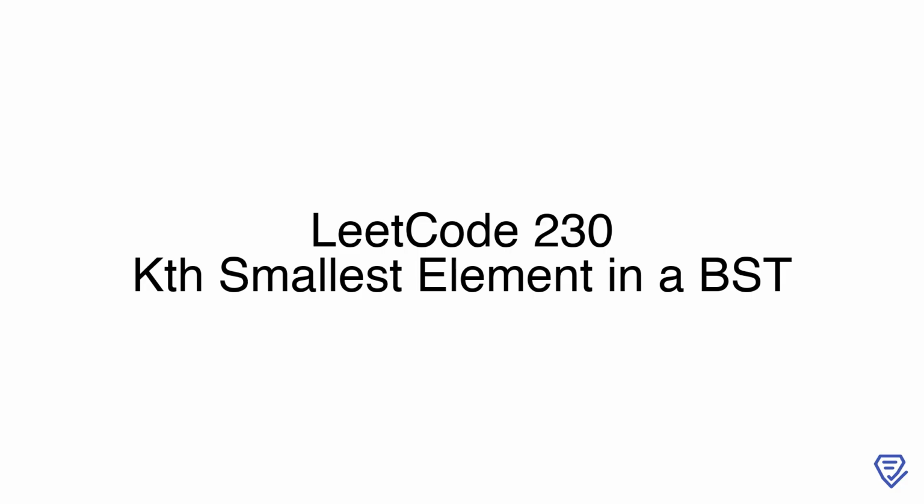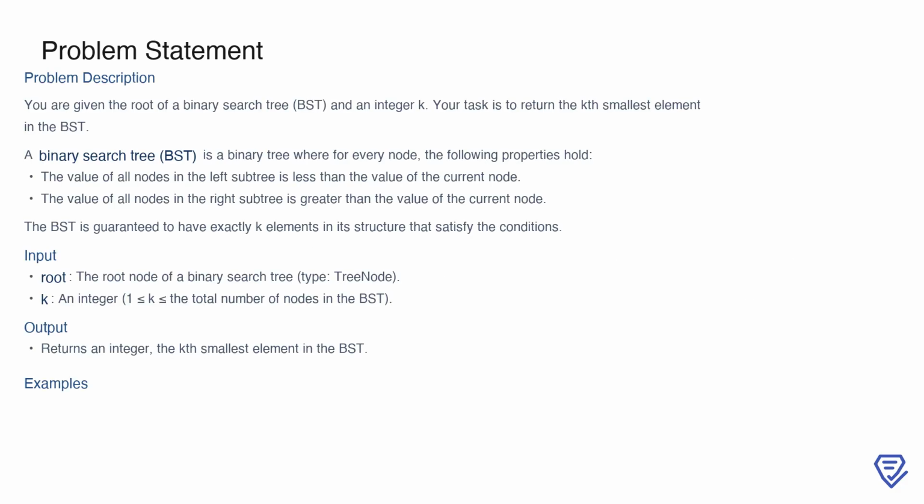Let's dive in. In this problem, you are tasked with finding the kth smallest element in a binary search tree, or BST. A BST is a special kind of binary tree where each node satisfies two key properties. First, all the nodes in the left subtree of a node have values smaller than the node itself. Second, all the nodes in the right subtree have values greater than the node. This structure ensures that an in-order traversal of the tree will produce the values in sorted order.